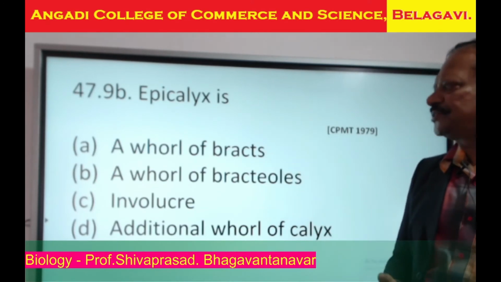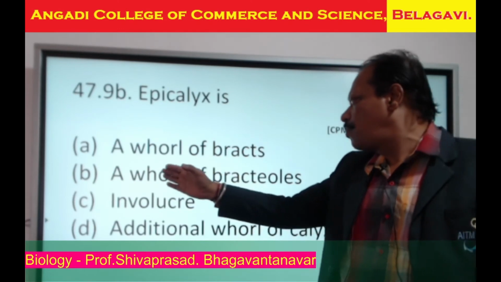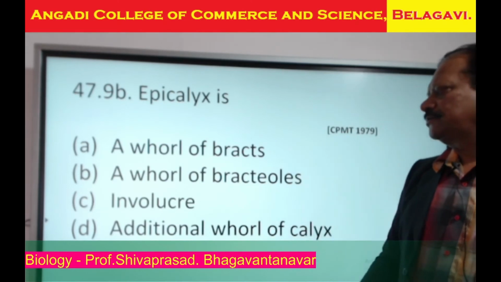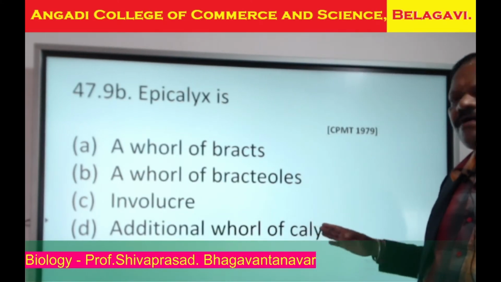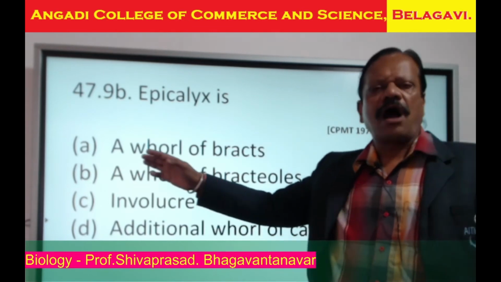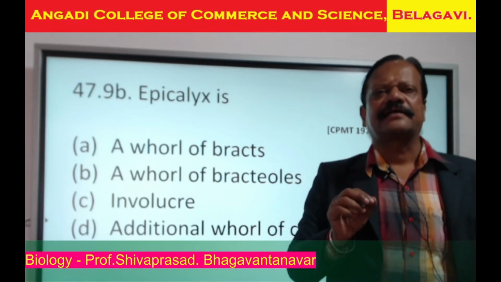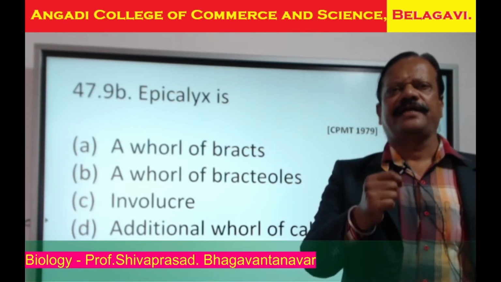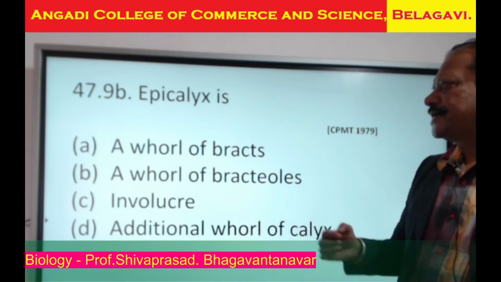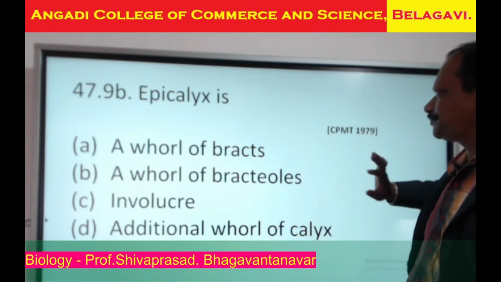Now we will see the options. A whorl of bracts, a whorl of bracteoles, involucre, additional whorl of calyx. So out of these four, option B, a whorl of bracteoles, is the right answer. They are also green in color. They are arranged in a circular manner. So here option B is the right answer. We'll move to the next question.